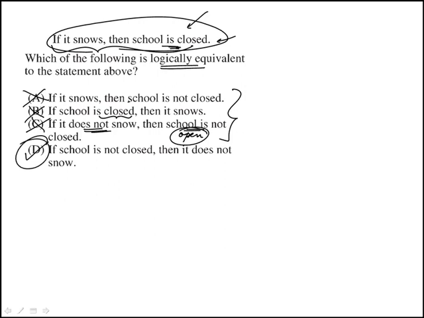That is, if the school is not closed, meaning that the school is open, then we know for sure that it doesn't snow, because we're told that if it snows, then the school is closed. So the answer is D.